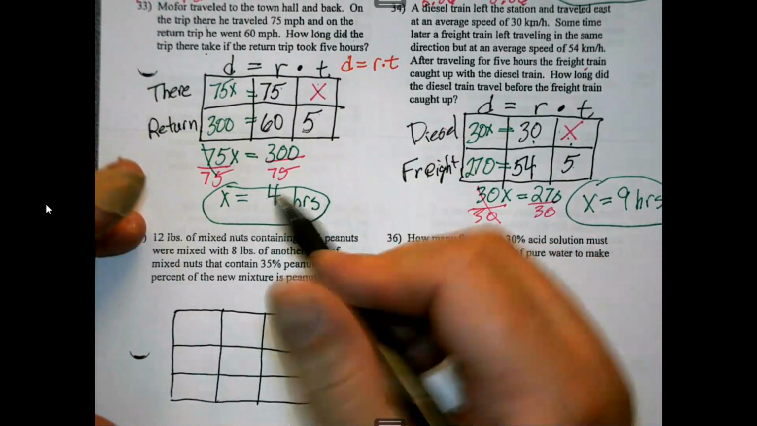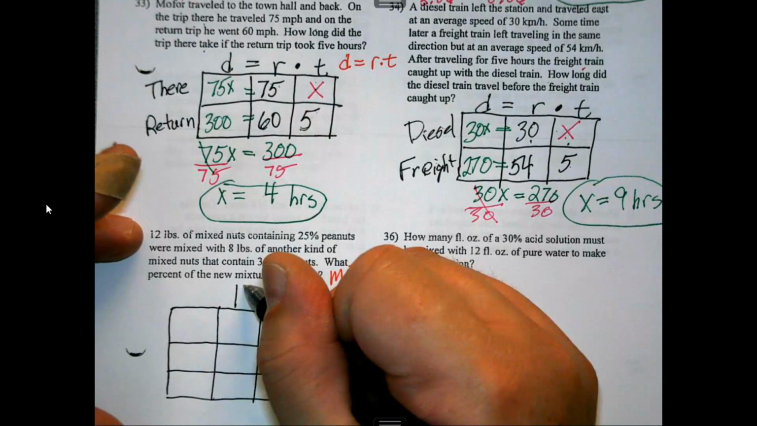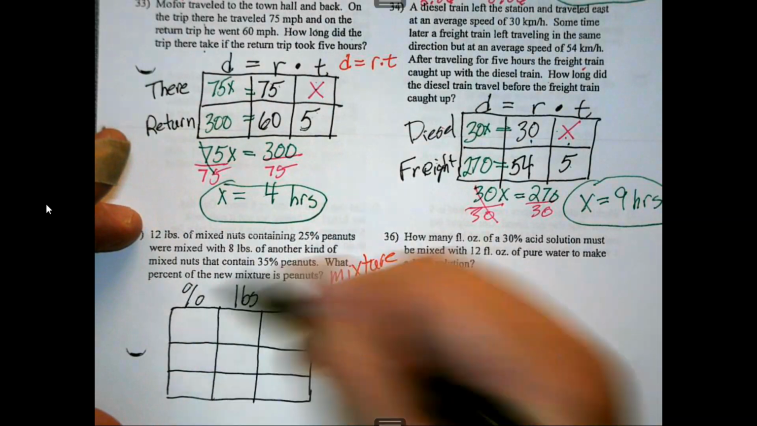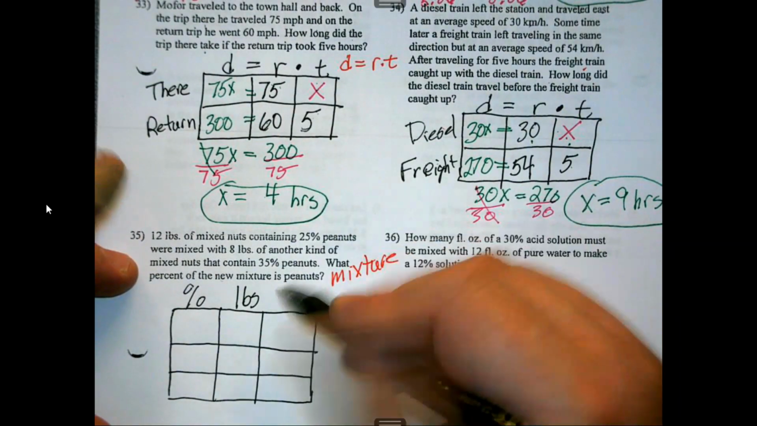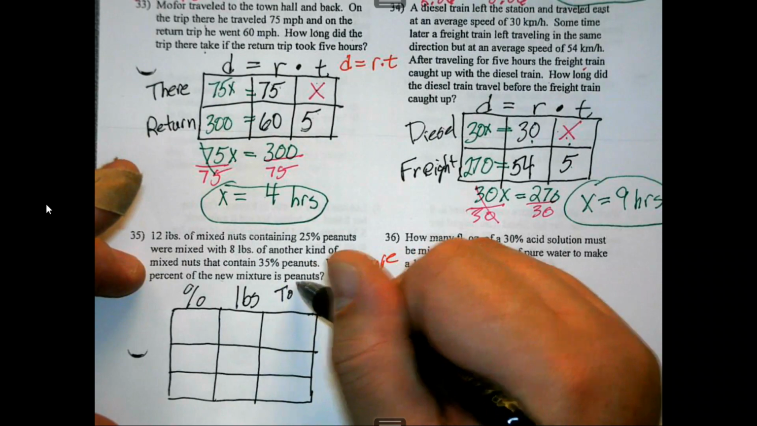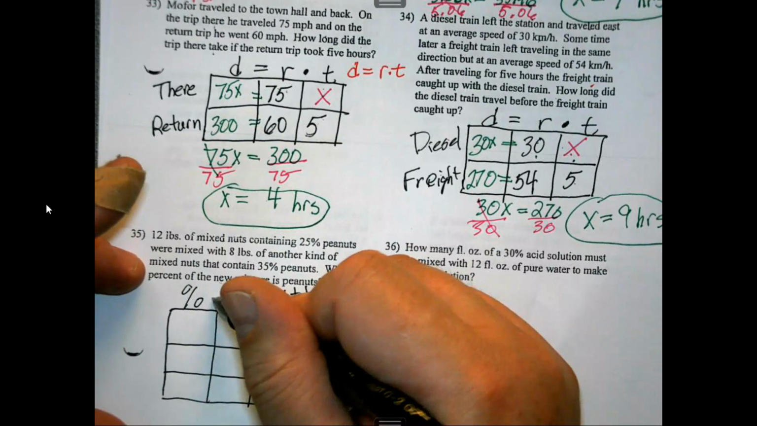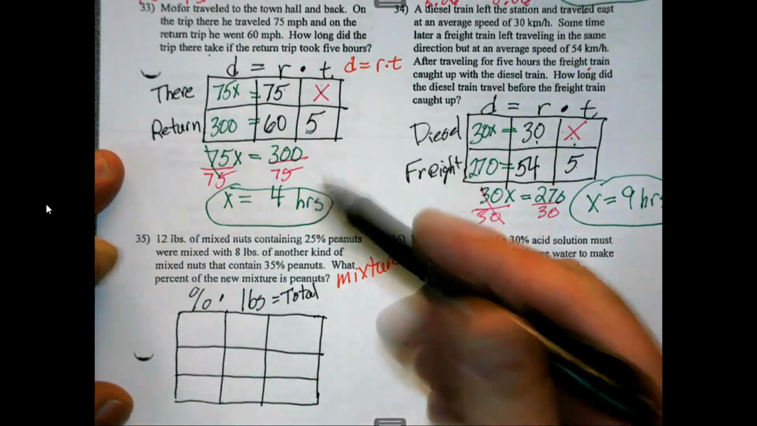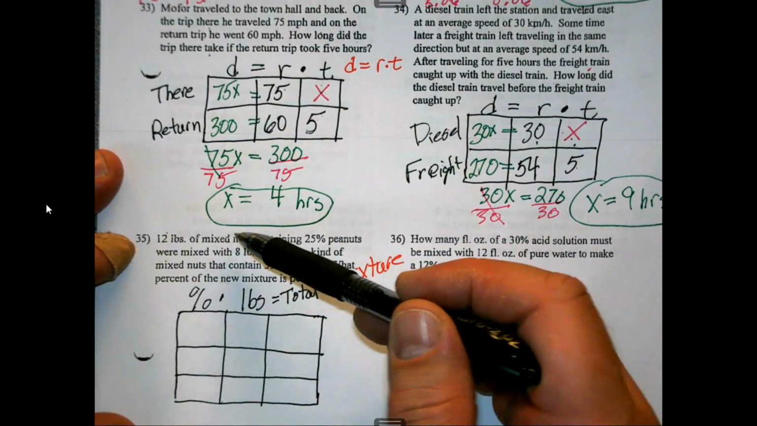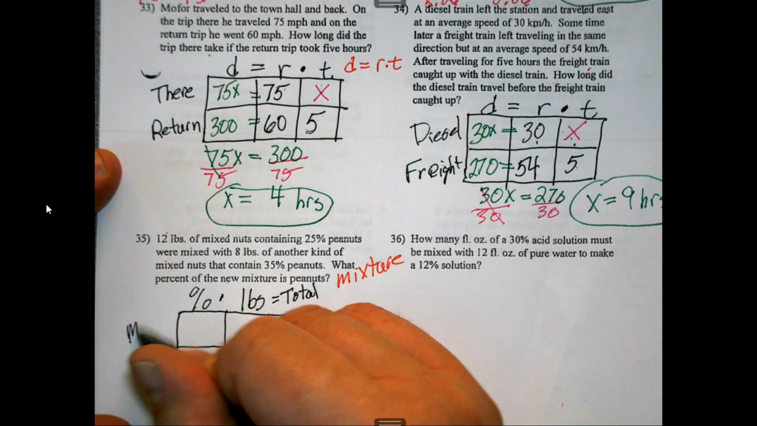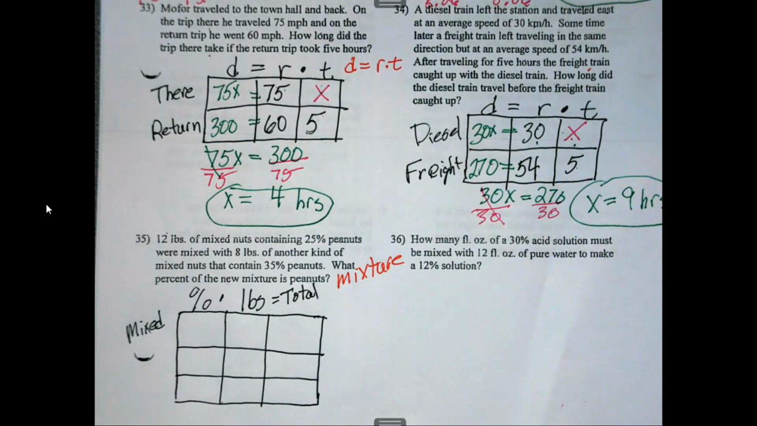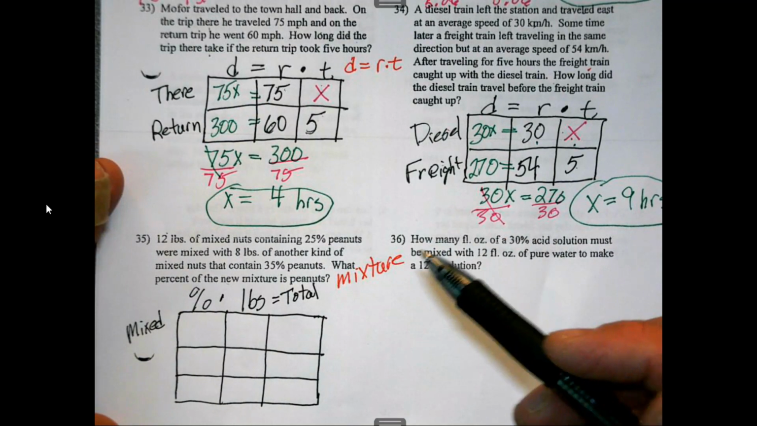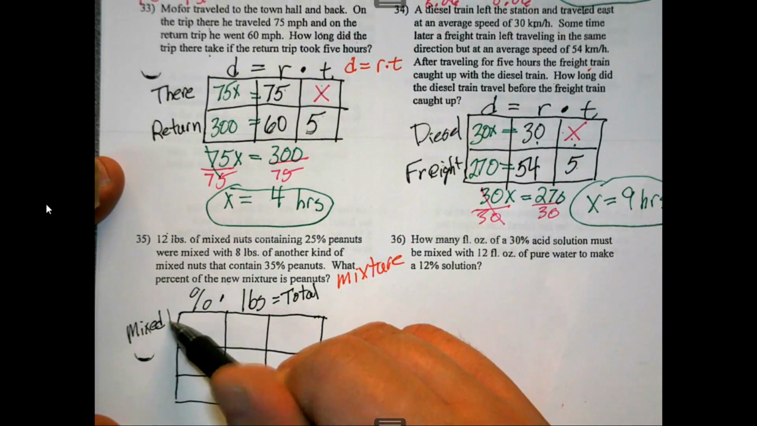Okay. Let's see, we got 12 pounds. So this one's going to be pounds. And the percent I like to put first. I need percents, pounds, and I just call this the total column because we're multiplying these two together to equal this. Okay. 12 pounds of mixed nuts. Actually, there's two types of mixed nuts, so I guess mixed one, mixed two.